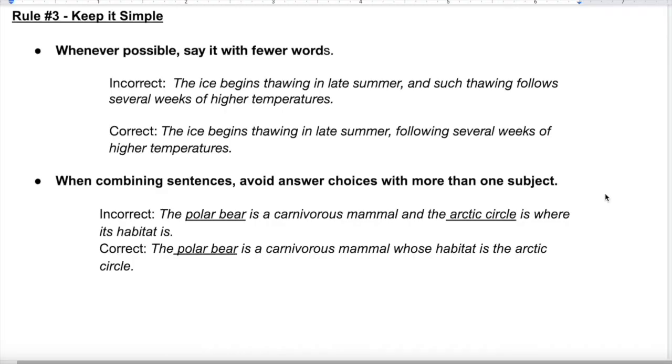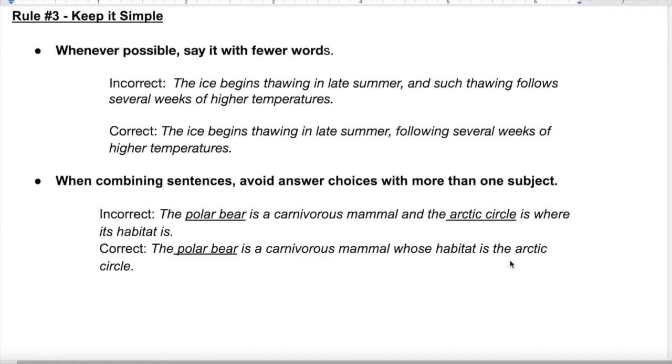The polar bear is a carnivorous mammal whose habitat is the Arctic Circle. All right. Do you see how that's a little bit easier to understand? Yeah. And it's shorter as well, which is nice. But you just want one subject. Doesn't mean you can't have different nouns. I mean, the Arctic Circle is a noun here, but it's not another subject that's doing something, like in the first example. You see the difference? Yeah. You just have that descriptive phrase, whose habitat is the Arctic Circle, but that's describing the polar bear. Or maybe it's describing the carnivorous mammal, but whatever, same thing. It's not another subject. Okay?